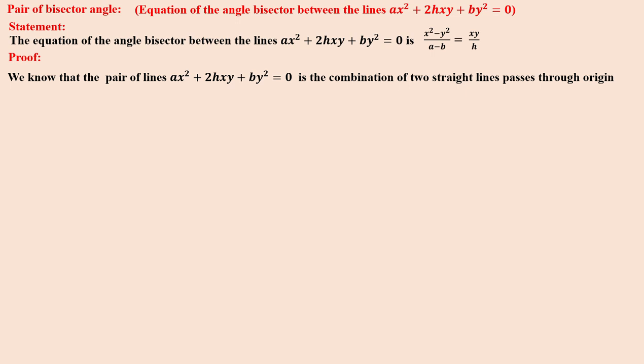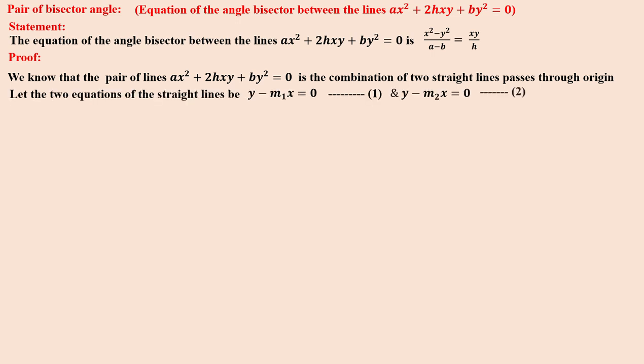So we are going to take those two lines as y is equal to m1x and y is equal to m2x. That means y minus m1x is equal to 0, the first line, and y minus m2x is equal to 0, the second line. These are the two lines in the pair of straight lines ax square plus 2hxy plus by square equal to 0. Let xy be any point on the angle bisector between the lines 1 and 2.